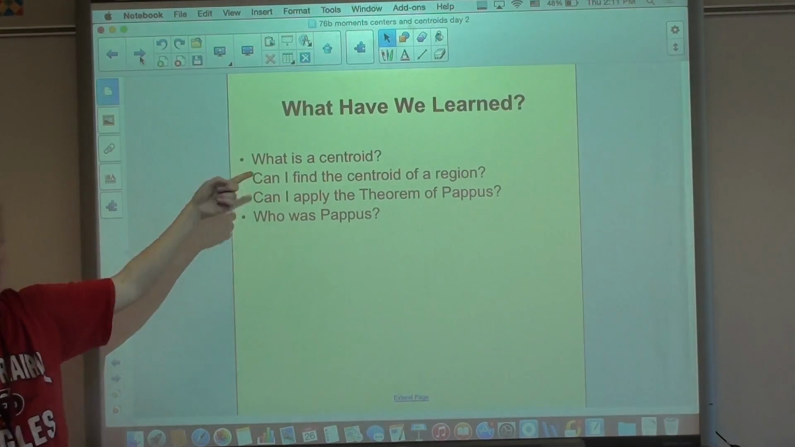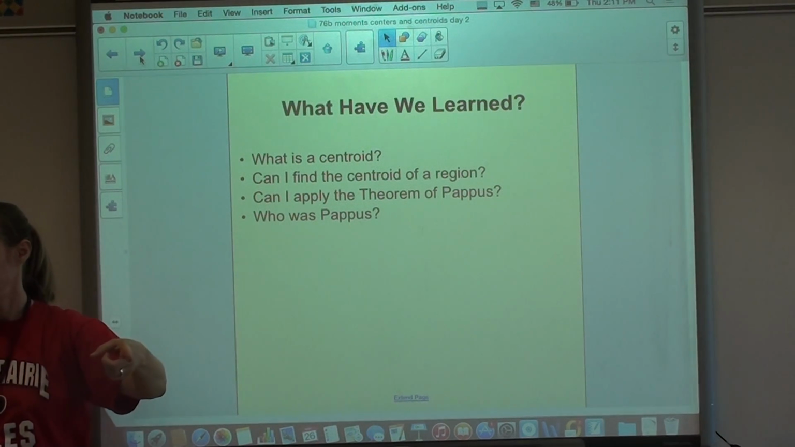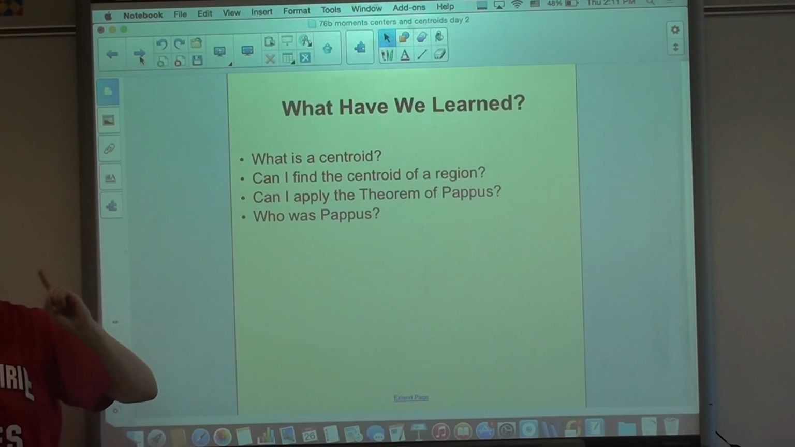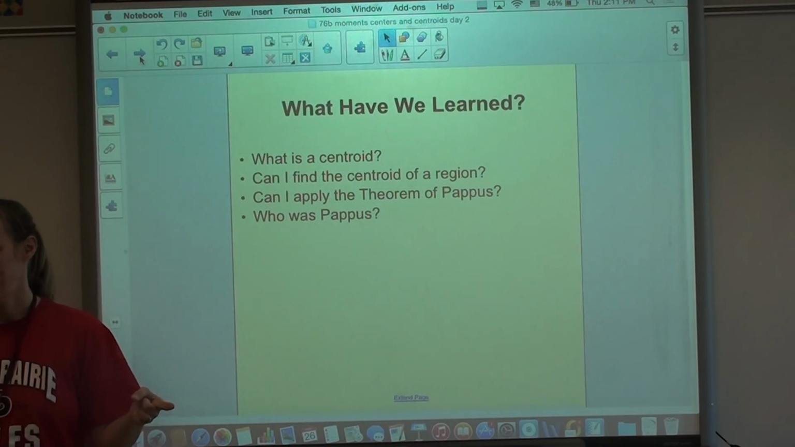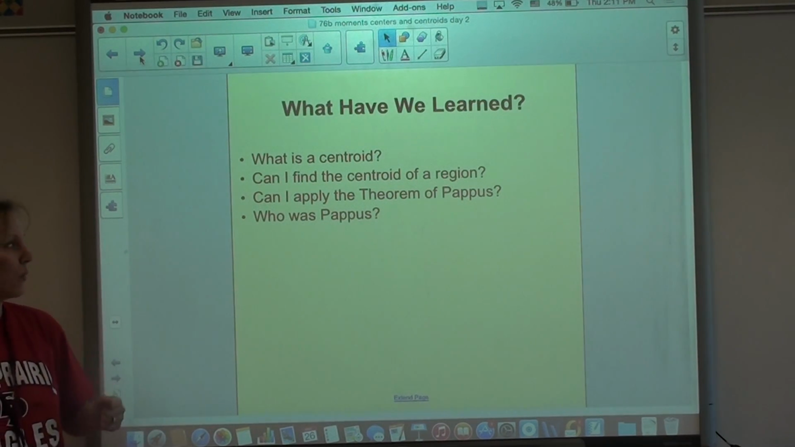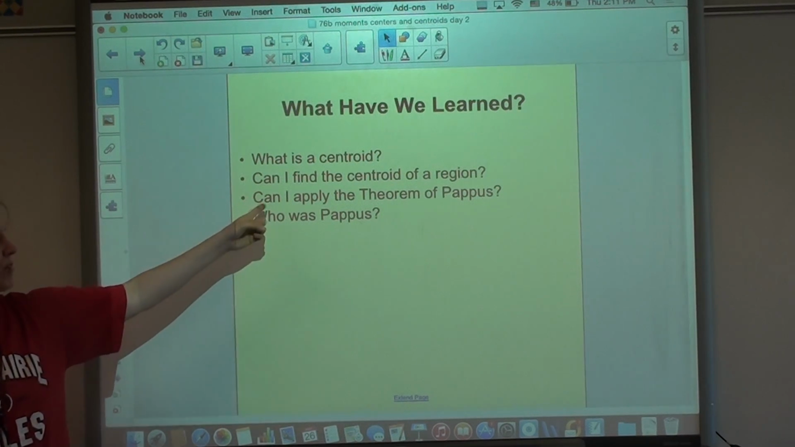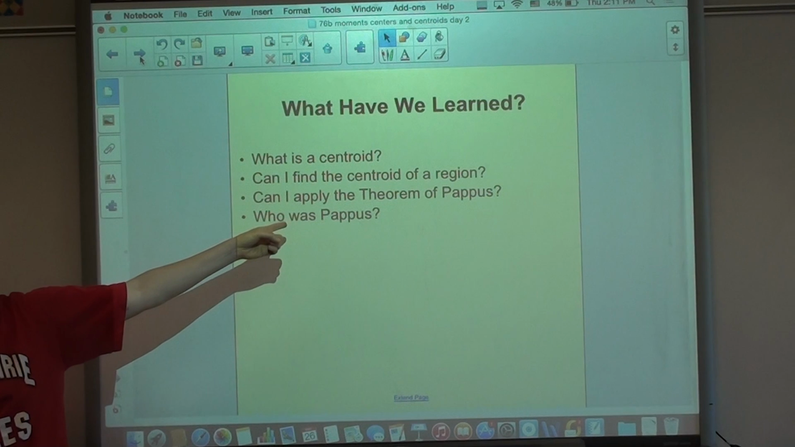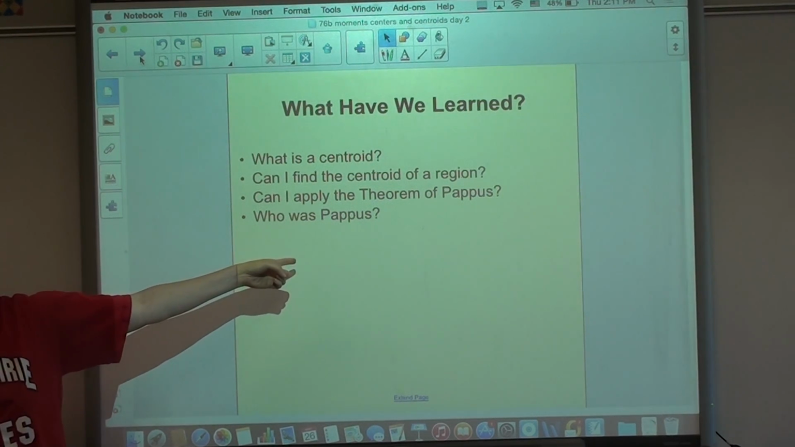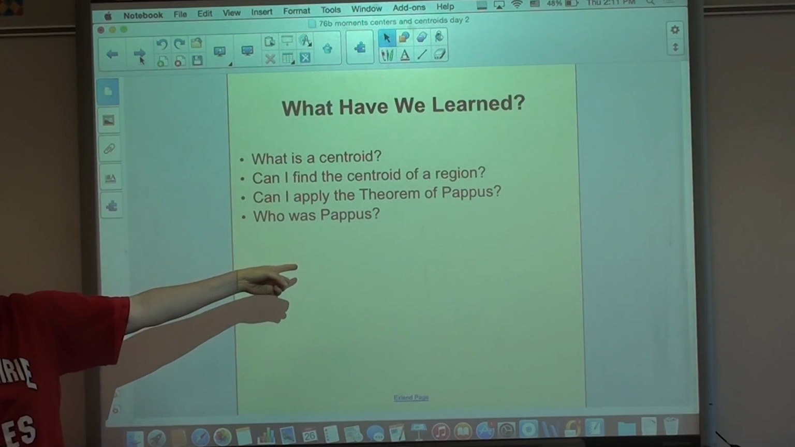So first, what is a centroid? The center of stuff. Center of mass. Can you find the centroid of a region? Yes, actually, it depends. On? Can you apply the theorem of Pappus? With circles. Sometimes. Circles. Who was Pappus? A Greek dude. Some Greek dude. Published a lot of mathematics.